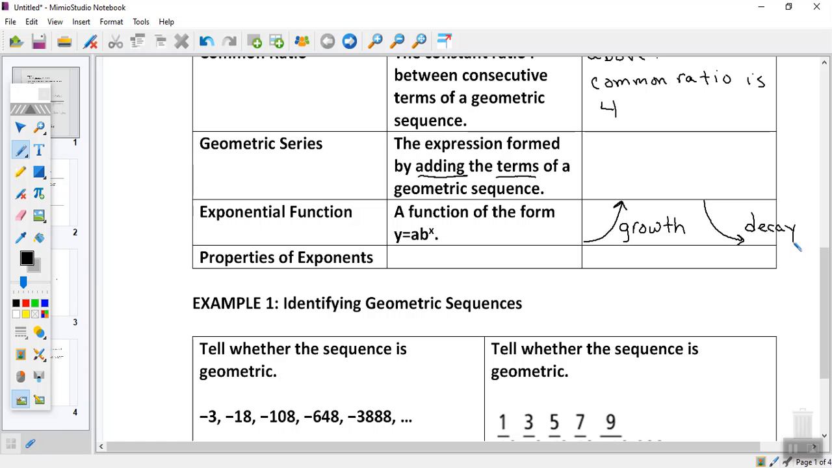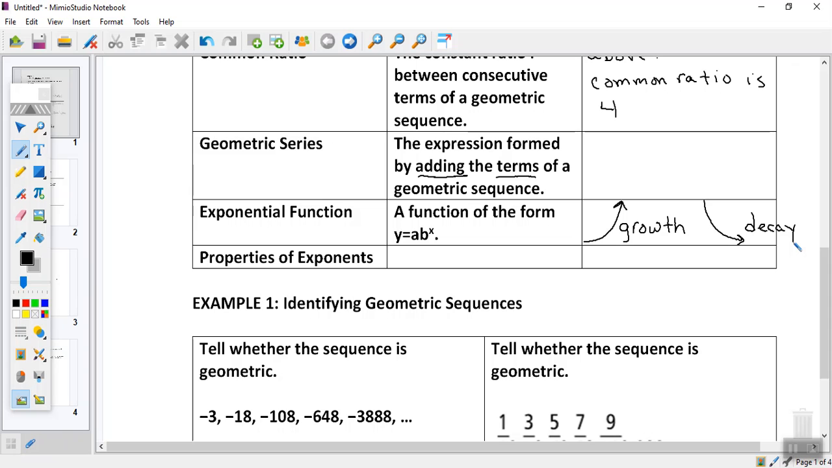I have a question. I can multiply by 4, right? If I divide by 4, what's that the same as multiplying by? 1/4. Okay, so think of reciprocals in this, all right? Guys, the first one right here says tell whether the sequence is what?